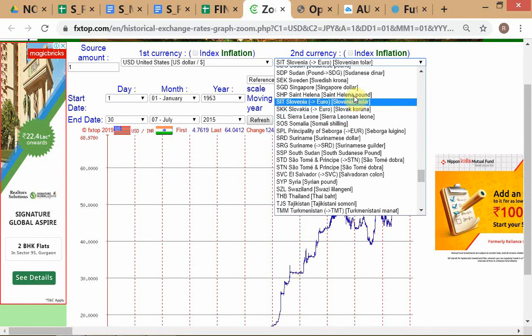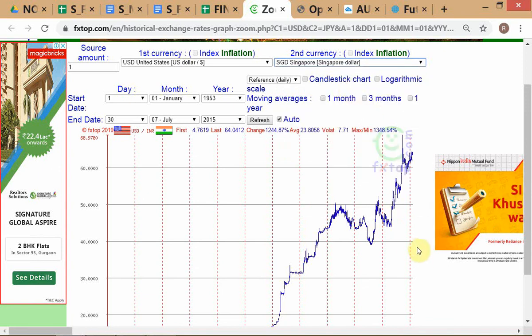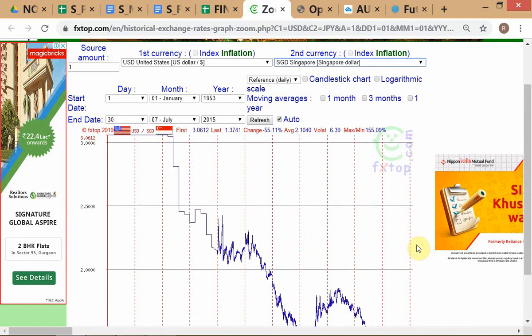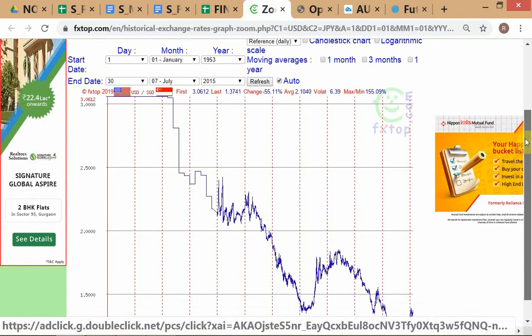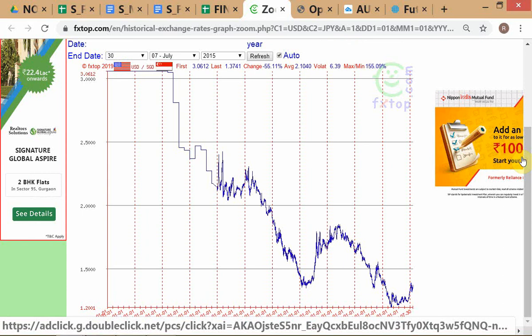Singapore, where is Singapore? A country with no resources, pretty much an uneducated population, from 1963 to 2015. Can you see the difference? This is dollar as base asset. In the one case, the dollar has appreciated so much, gone from 4 to 75, 70, 72. And in the other case, the dollar has fallen.